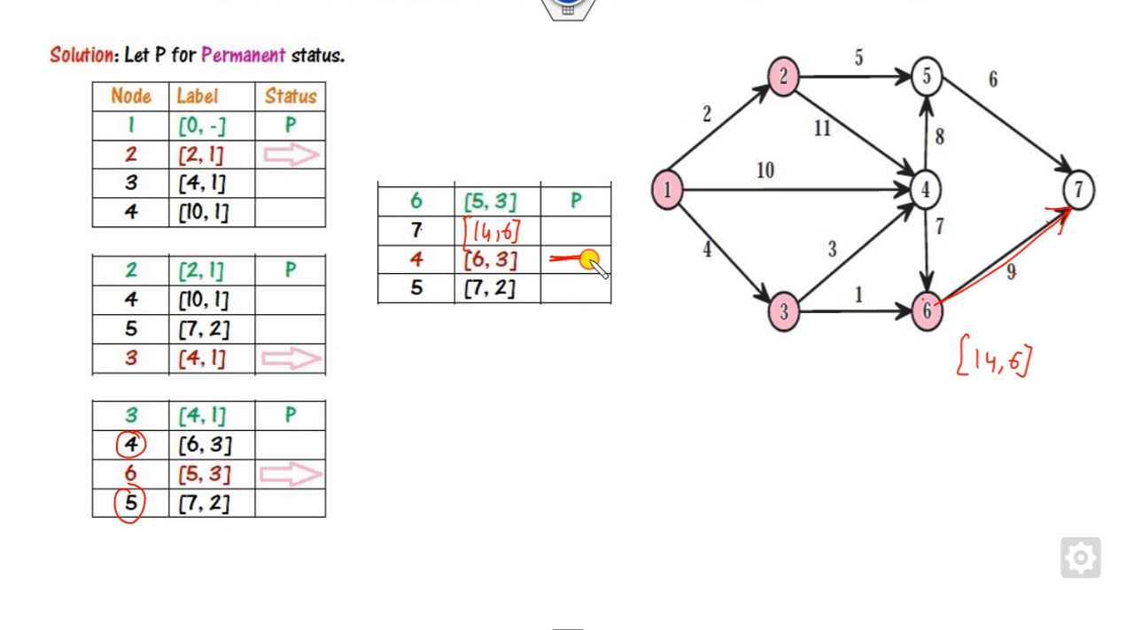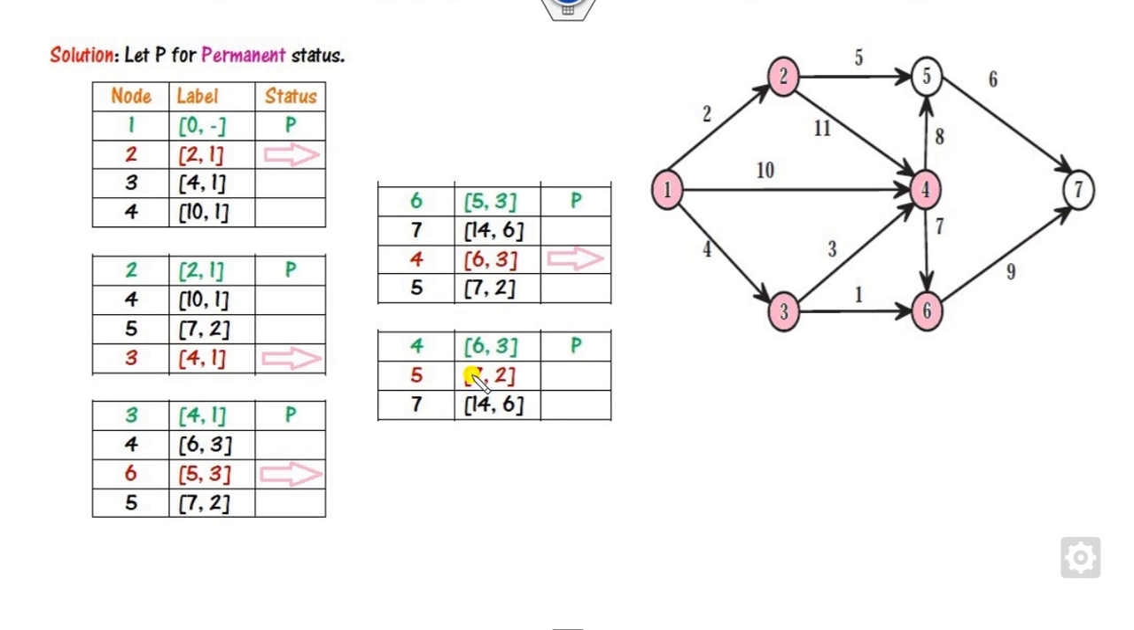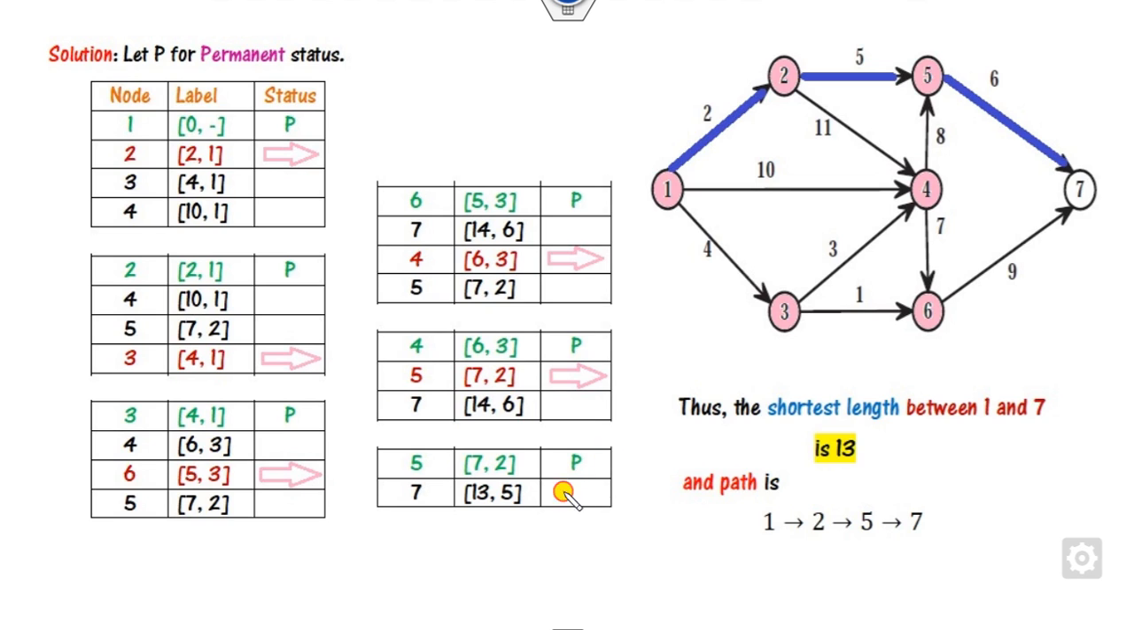Which one is the minimum? 4 is the minimum, so you can take 4 here. Again you can compute here which one is the minimum: it is 5. You can compute them here. Now only one part is pending, so this is my permanent. So the distance is 13 here. So 7, you can see 7 is permanent due to 5, so you can write 5.